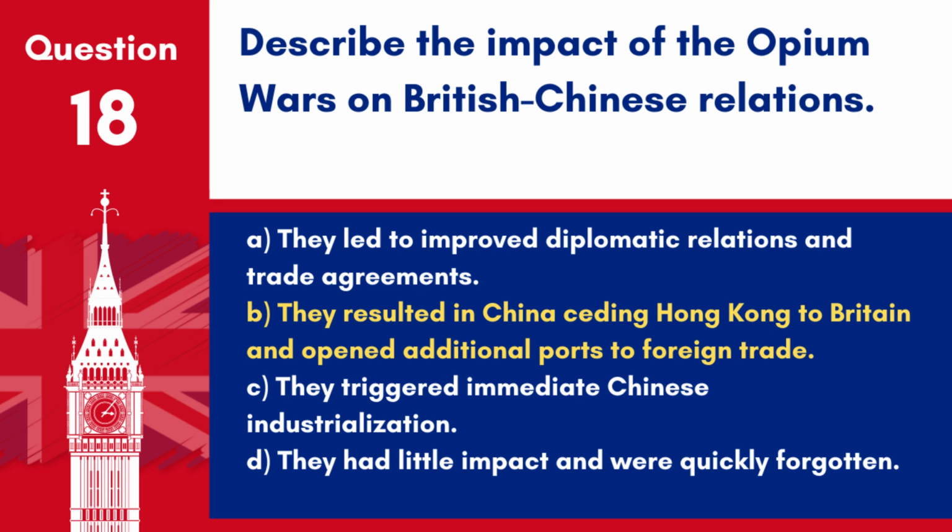Answer. B. They resulted in China ceding Hong Kong to Britain and opened additional ports to foreign trade. The Opium Wars marked a significant deterioration in British-Chinese relations, with Britain gaining considerable control over China's trade.